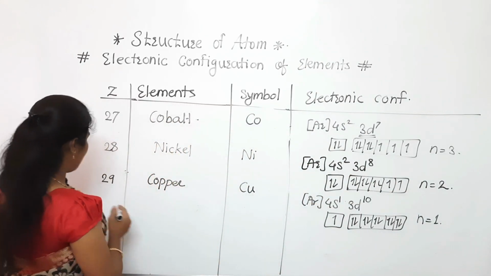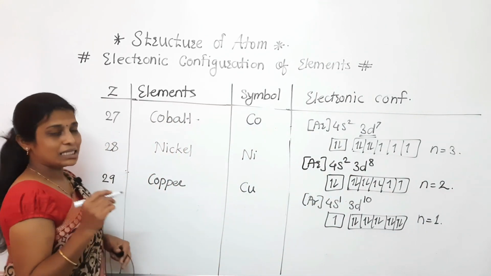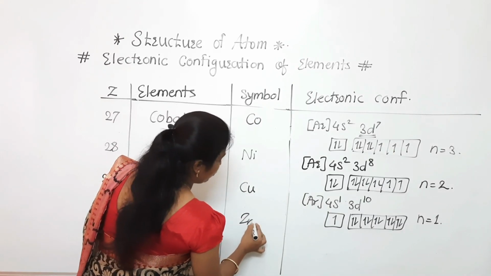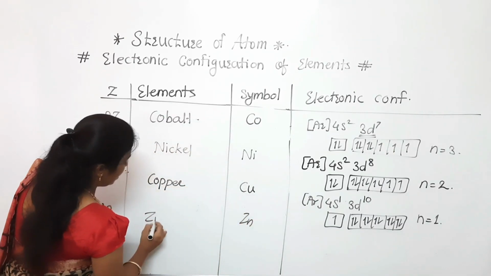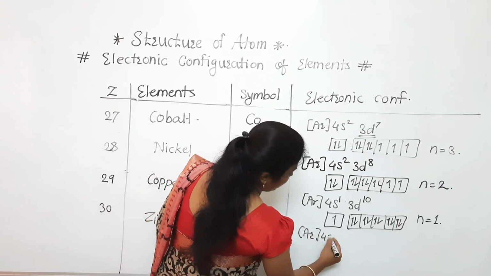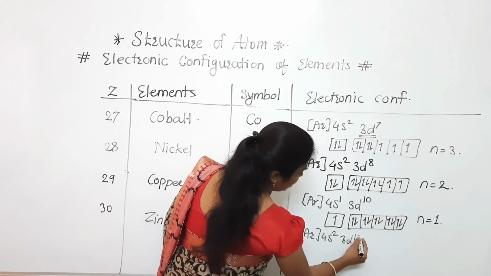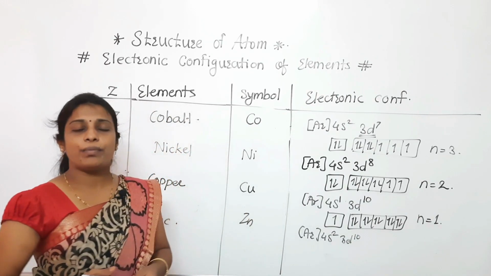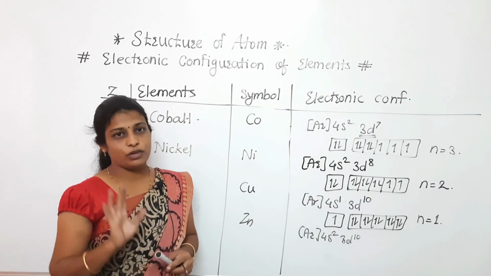Okay. Now the last element remaining is 30. Z means zinc. For zinc, if we consider the electronic configuration, it will be argon 4s2 3d10. Now tell me how many unpaired electrons will be there. That part is only for you.